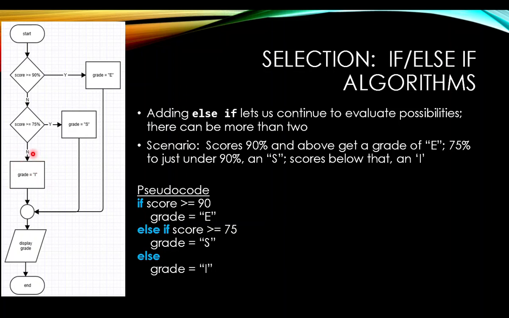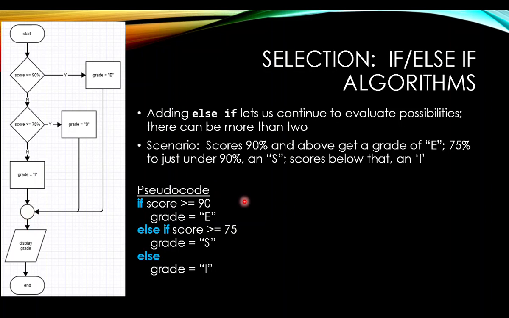But if the answer is no, we know that there's no other case. Notice we don't have to check again. We know that it wasn't greater than or equal to 90 and it wasn't greater than or equal to 75, so it must just need a plain old I. So we just have to set that in the no case, but in any of the cases, we all come back together at this point, and now we know a grade has been assigned, one or the other, and then we display that grade.